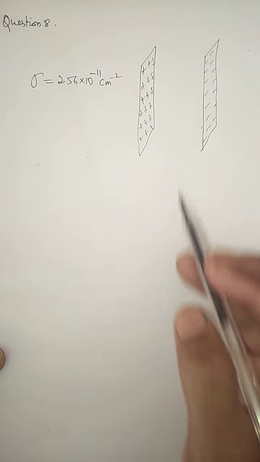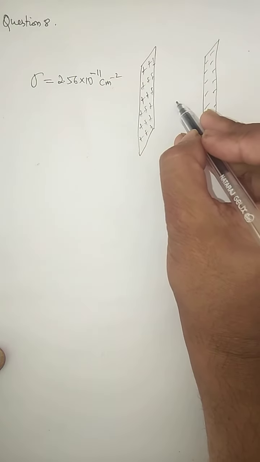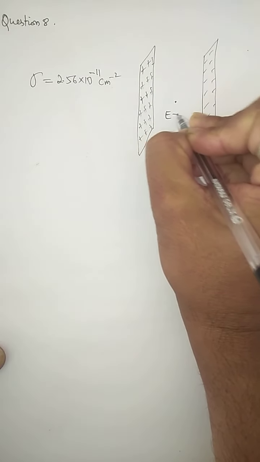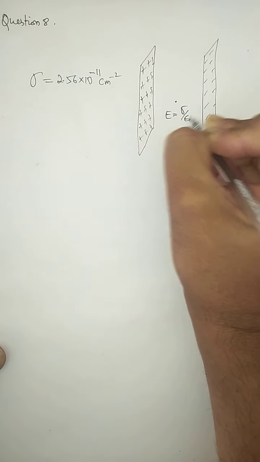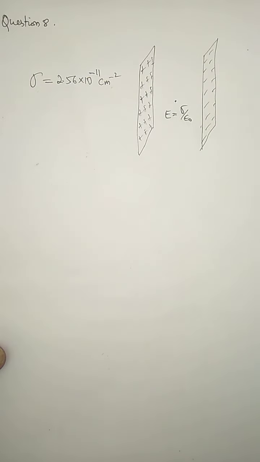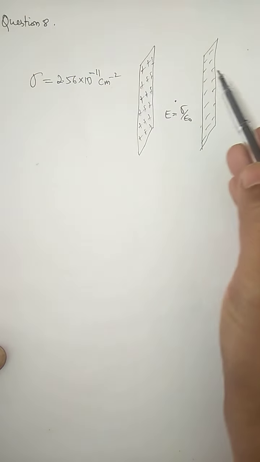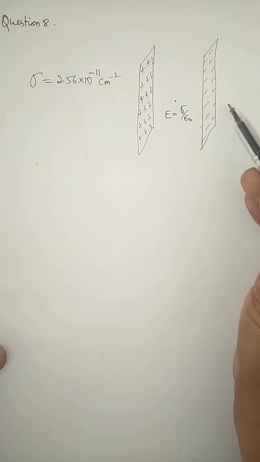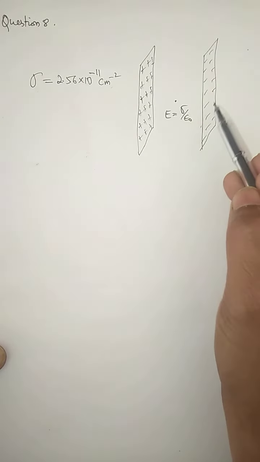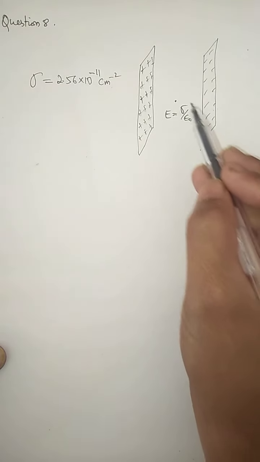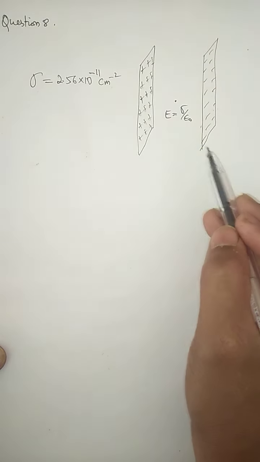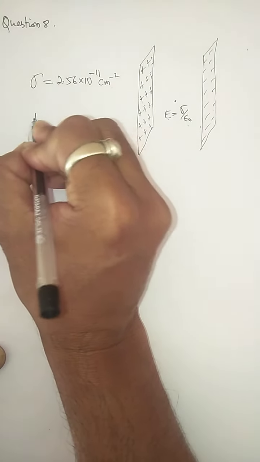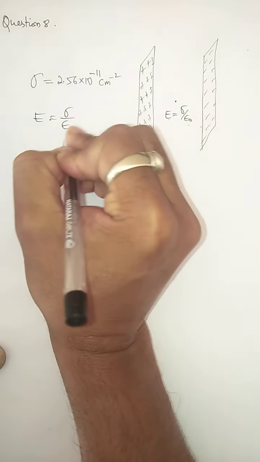Now to calculate the electric field between these two sheets of charges, somewhere out here, the field is always calculated by the formula E equals sigma by epsilon naught. So children, you have learned this already in Gauss theorem. When two metal sheets have equal and opposite charges, with equal surface charge density and opposite nature, the electric field between the two sheets is given by E equals sigma by epsilon naught. So the formula is E equals sigma by epsilon naught.